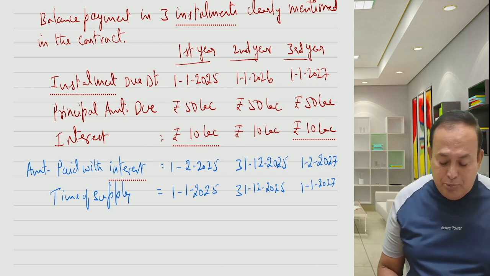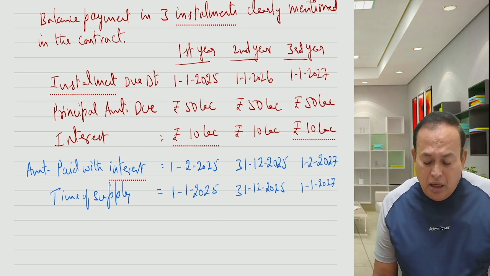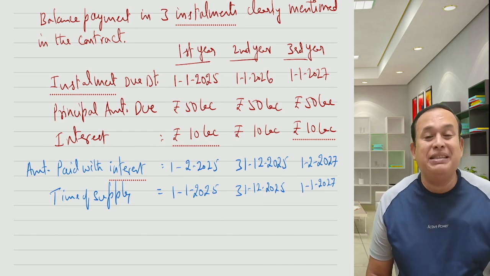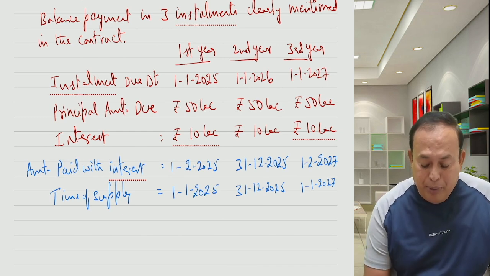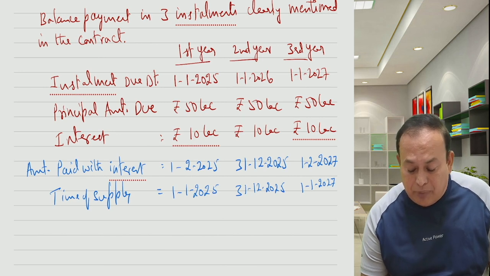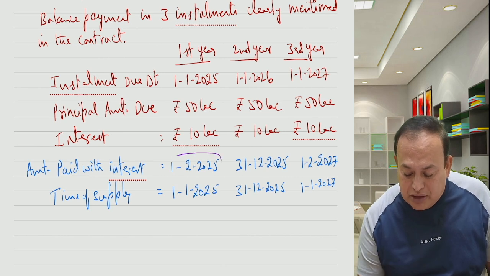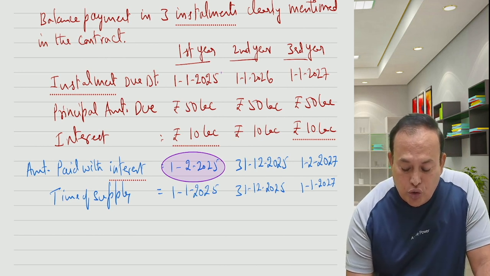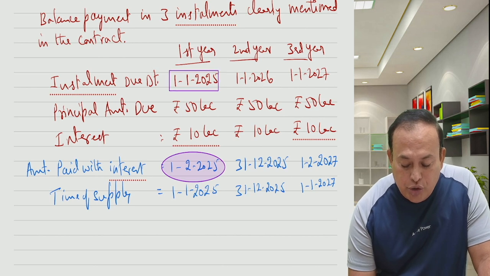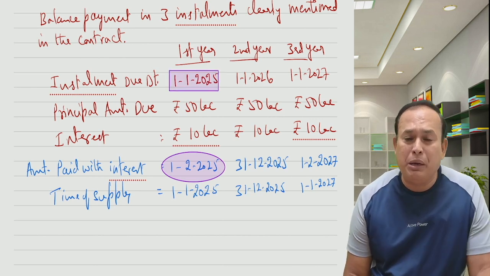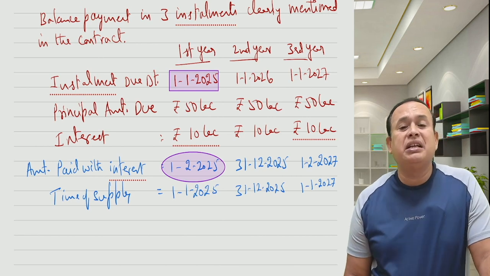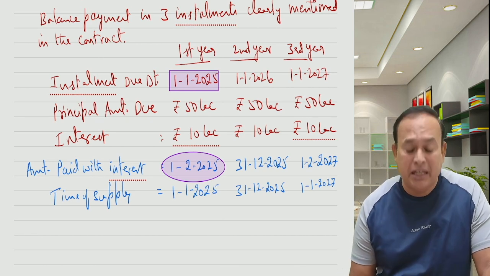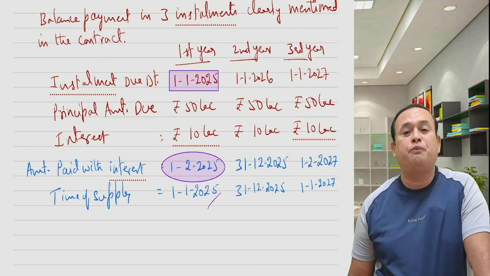Means when this particular amount is paid with the interest, they give here. The amount paid on 1st of December, 1st of February, sorry to say, 1st of February 2025, they are paying the amount. Whereas the due date to pay is when? 1st of January 2025. So the due date of payment or date of payment received, whichever is earlier. Which is earlier? The installment due date is earlier, 1st of January. That is the time of supply for the first 60 lakhs of payment received.